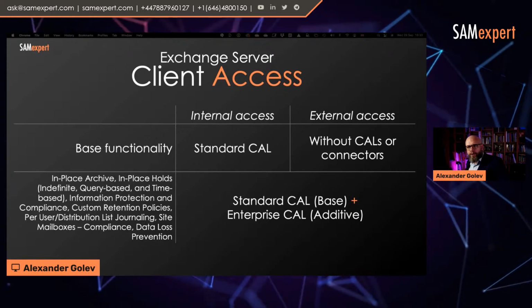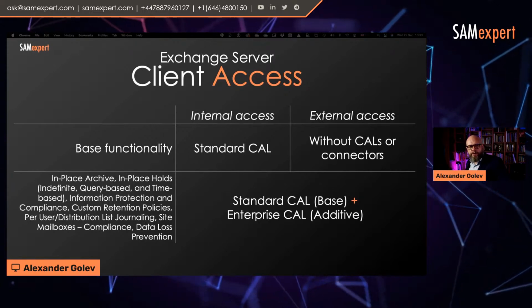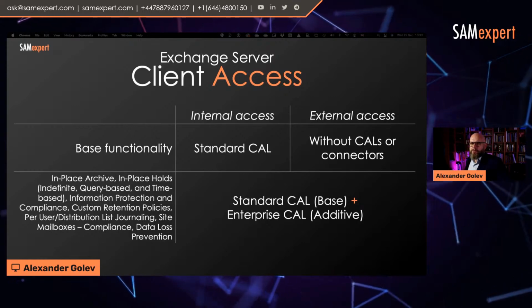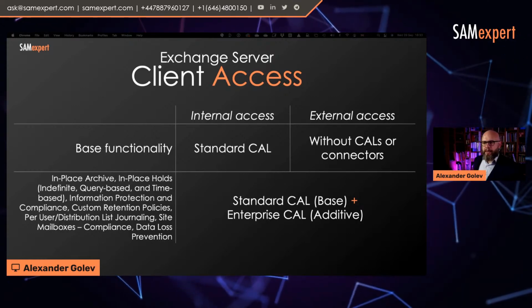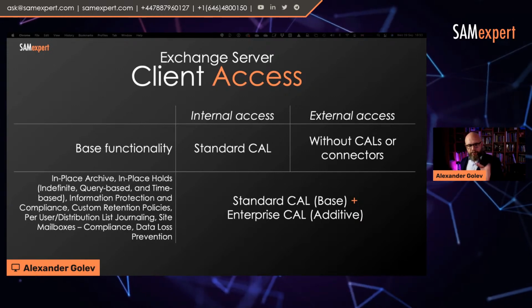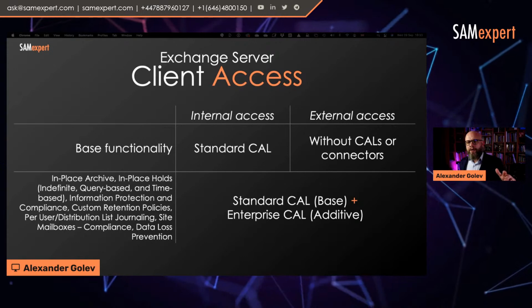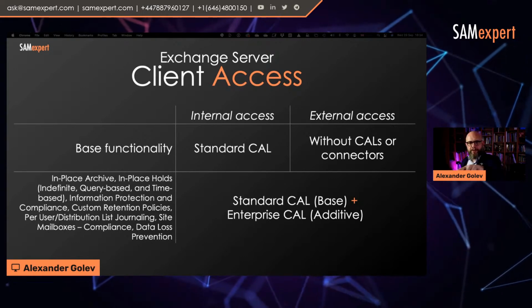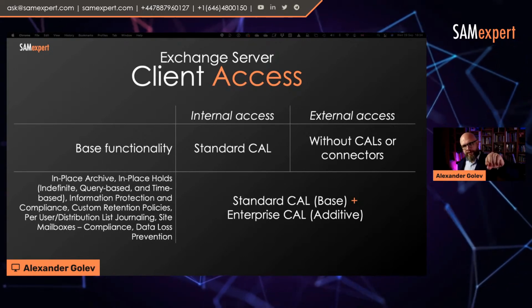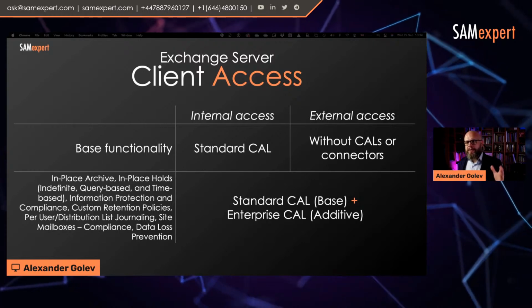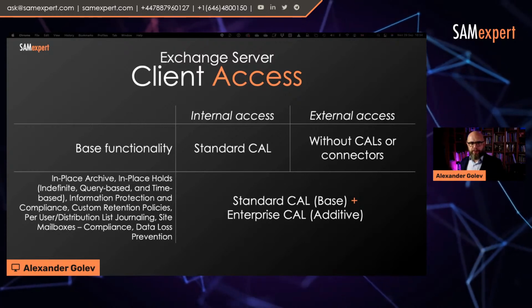So all the other servers have all the external access built in, except for Project Server. Anyway, Skype for Business and SharePoint. In Exchange, as long as your external users are only consuming base functionality of Exchange, not the functionality that is listed in small letters on the left in the bottom row, just the base, then in that case, you don't need any CALs or connectors for external users.